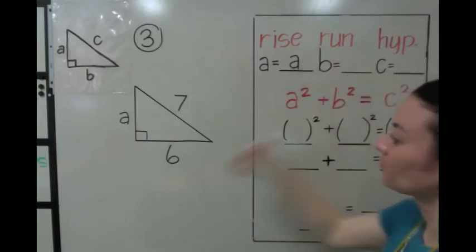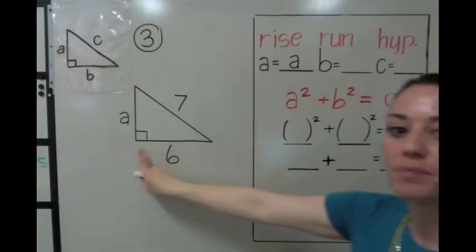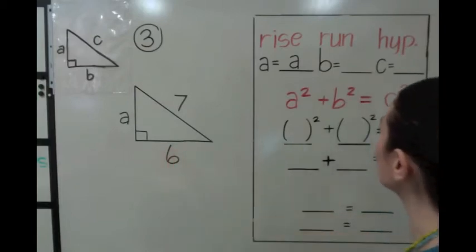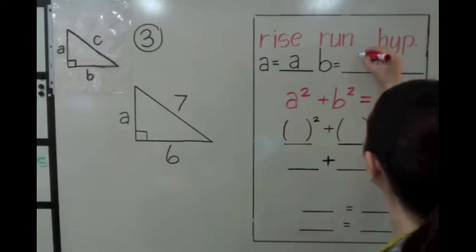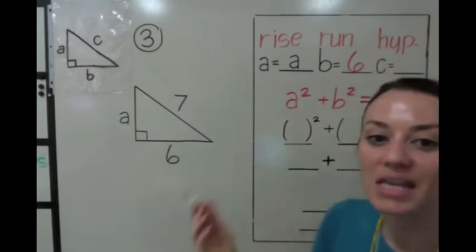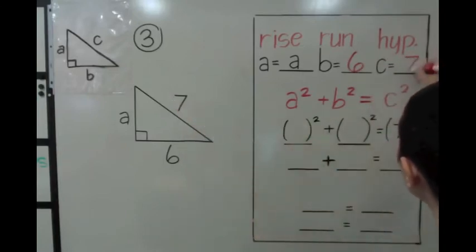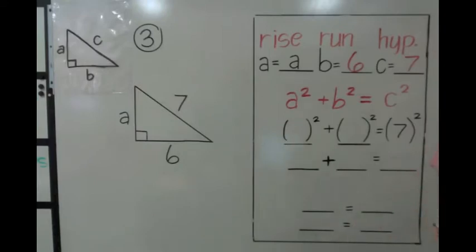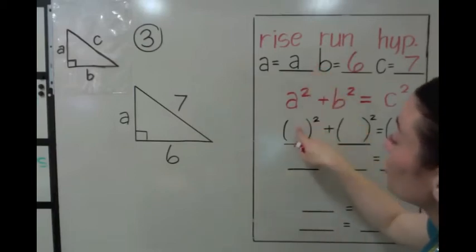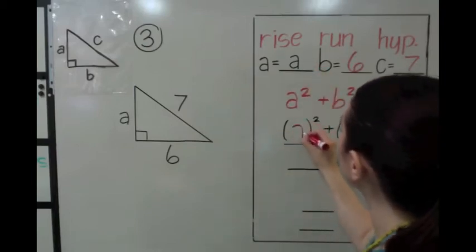What's the run? The run is B, yeah? That's the horizontal distance. So that's 6. What's the hypotenuse? What's C? C is 7. So look how this works. What we're going to do is we're going to plug in A, B, and C. The only thing that's a little bit different is that A is going to still be A, all right? So what is A? A is just going to be A. So put A in parentheses.